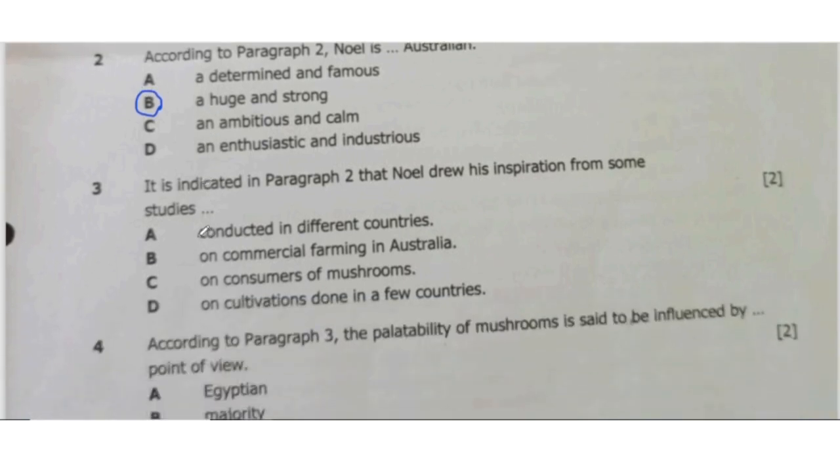Okay, go to number 3. It is indicated in paragraph 2 that Noel drew his inspiration from some A, studies conducted in different countries, B, on commercial farming in Australia, C, on consumers of mushrooms, D, on cultivation done in few countries. So we're saying conducted in different countries. That's what we said. After he conducted some, he looked at how people are cultivating mushrooms.